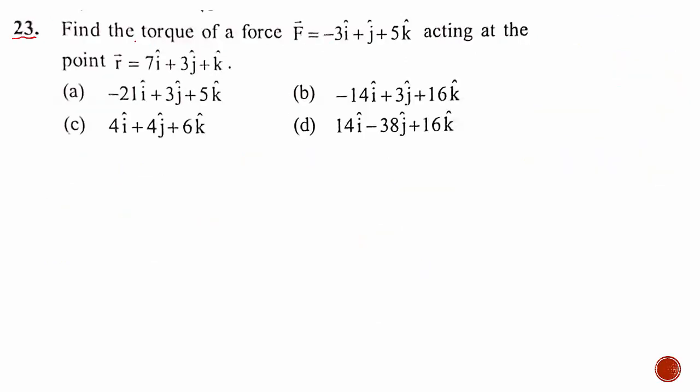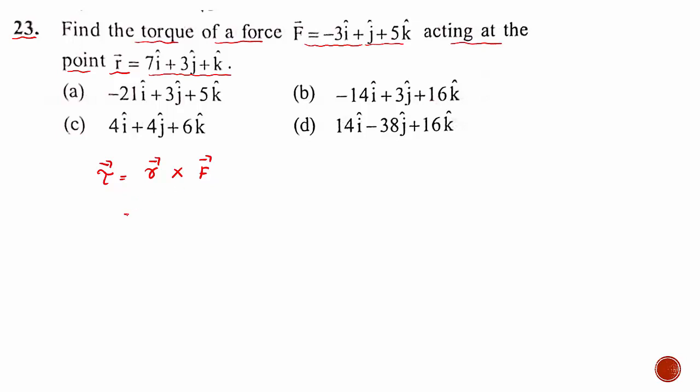23rd question. Find the torque of a force F equal to minus 3I cap plus J cap plus 5K cap acting at the point R equal to 7I cap plus 3J cap plus K cap. So we know the formula for torque. Torque is given by the equation R cross F. We are going to study this in the chapter System of Particles and Rigid Body. Torque is a turning effect. R cross F, R is the position vector, F is the force, cross is the vector product.